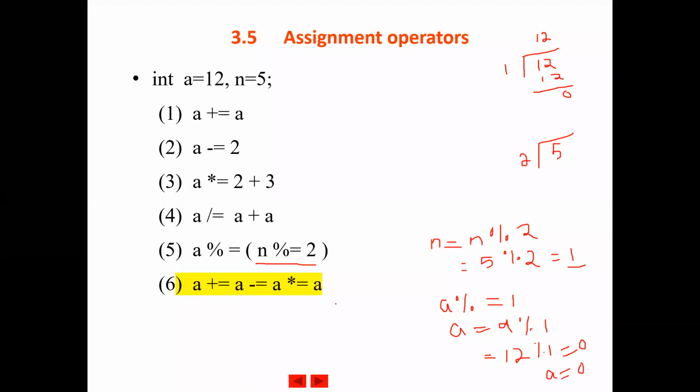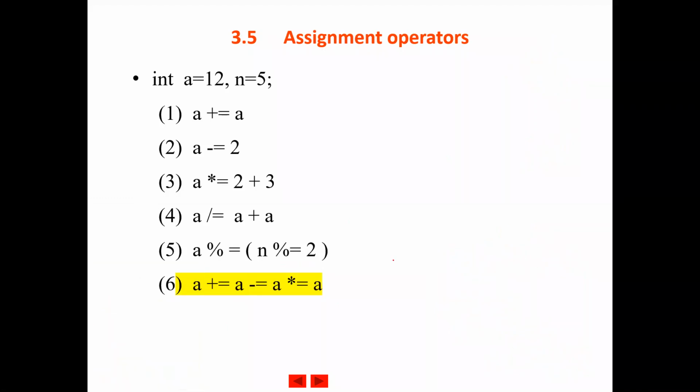Understood? Now the last one. Last one is a different type of program. Anyway, I'll just solve it for you. You may be thinking about it in a different way, but here you can start with the last assignment. So we will start from the back side. A star equal to A. So you just expand it as A equal to A star A.